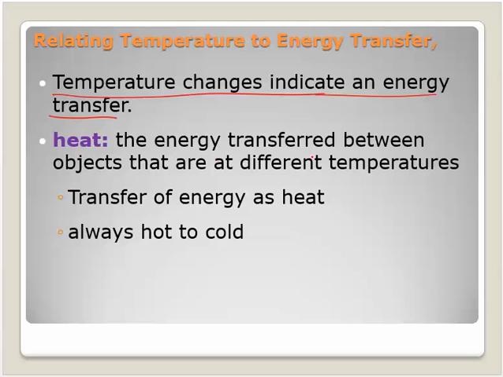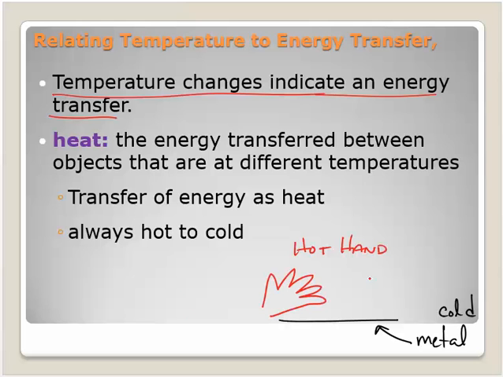Heat is the energy transferred between two objects that are at different temperatures. Transfer of energy as heat. It's always hot to cold. So if you've got a piece of metal and you were to put your hand on the piece of metal, what's going to happen here is you're going to feel the cold metal.